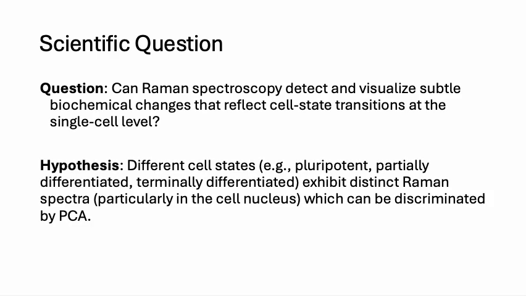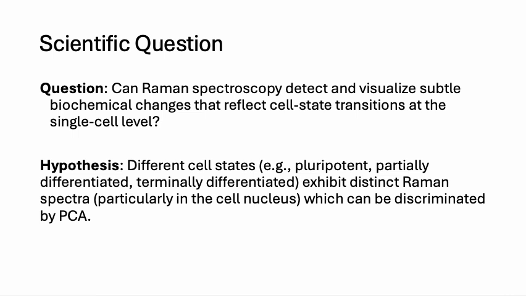So, what was the fundamental question Ichimura and his colleagues wanted to answer? Well, they wanted to know if we can detect and visualize at the single cell level the subtle biochemical changes that accompany the cell state transitions as they differentiate, especially in the embryonic stem cells. So, to address this, they chose multiple cell types. They compared well known terminally differentiated lines including fibroblasts, epithelial cells, and hepatocytes, to stem cells, and partially differentiable lines.